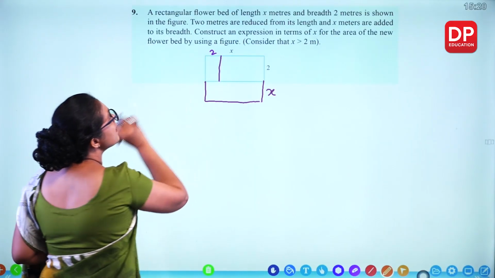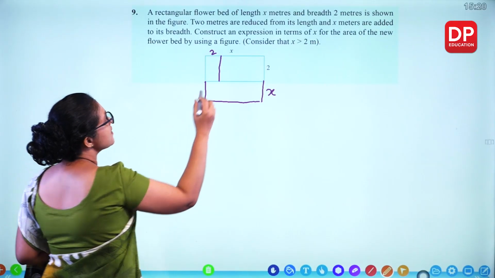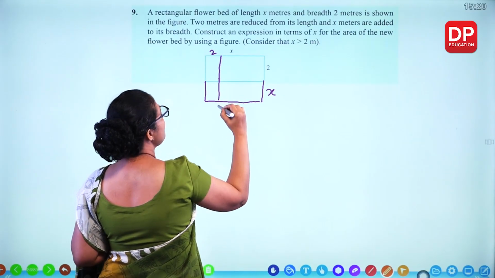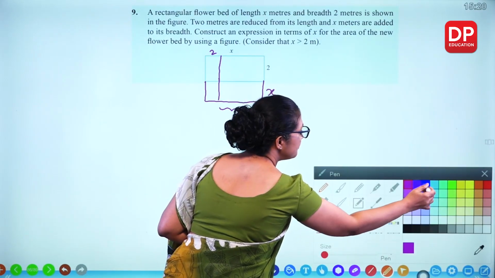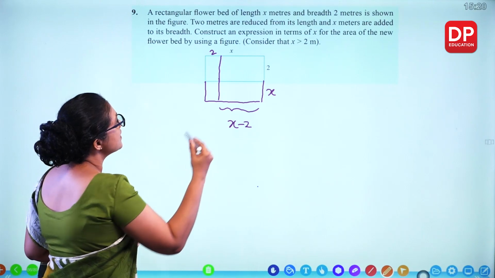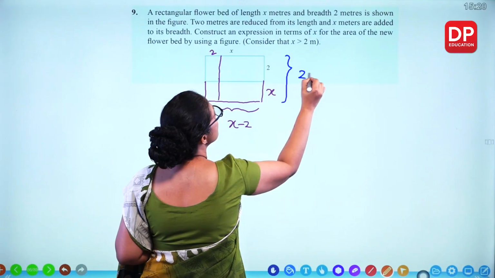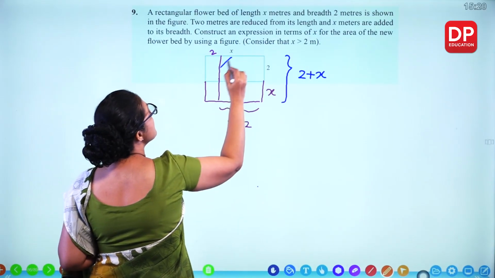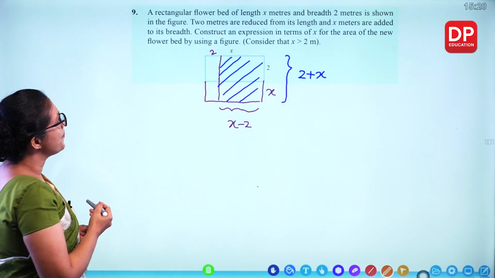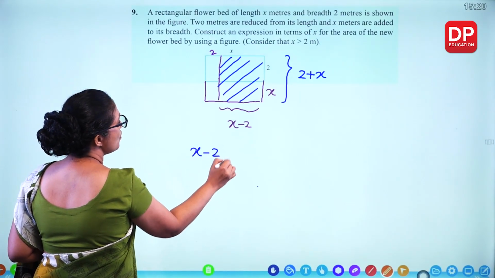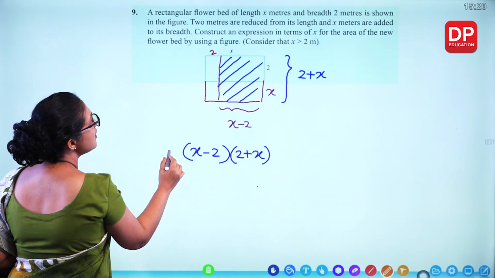So now, 2 meters are reduced. So what's this one? x minus 2 now. What's the height? x added. So this is the new breadth, 2 plus x. Now this is the new flower bed. So what's the area? x minus 2 into 2 plus x. That's the new area.